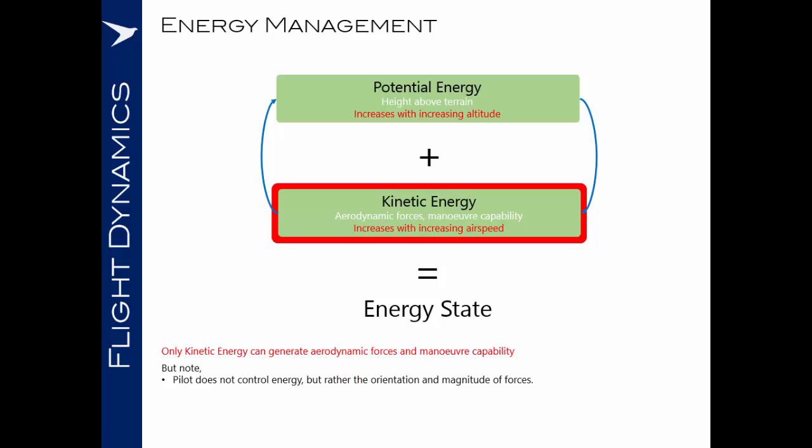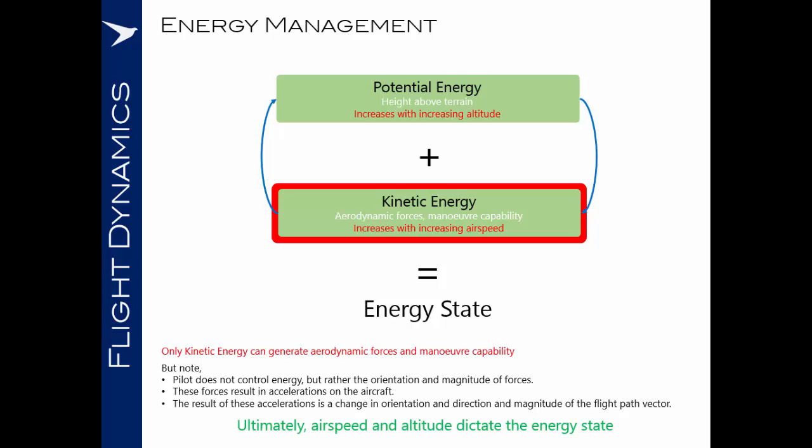But note that the pilot does not control the energy, but rather the orientation and the magnitude of forces on the aeroplane by maneuver. These forces are a result of accelerations on the aircraft, and the result of those accelerations is a change in orientation and direction and magnitude of the flight path vector. Taking this down into the most simple terms, ultimately airspeed and altitude dictate the energy state of our aircraft, and it is that energy state, the combination of altitude and airspeed, which dictates our ability to maneuver.